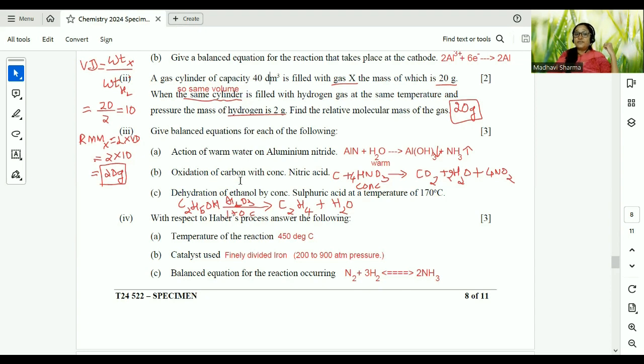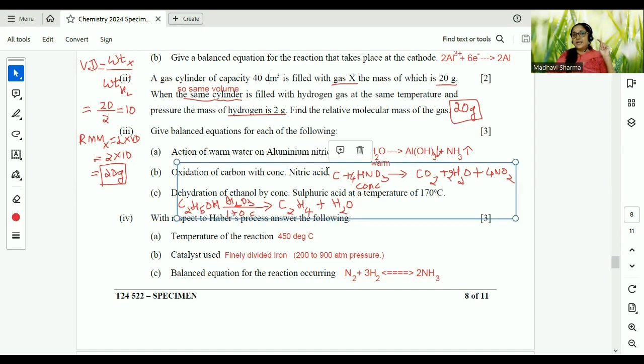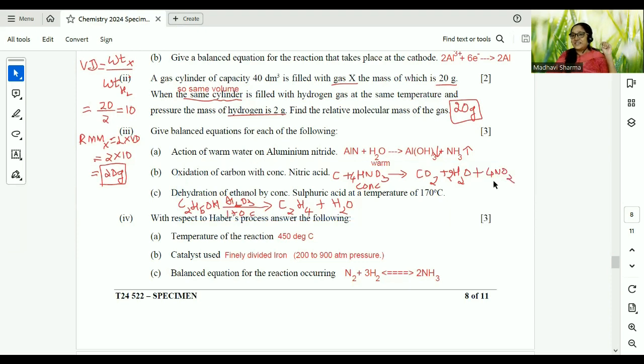B. Oxidation of carbon with concentrated nitric acid. C plus 4HNO3 concentrated will give CO2 plus 2H2O plus 4NO2. Remember, concentrated nitric acid will always give nitrogen dioxide.